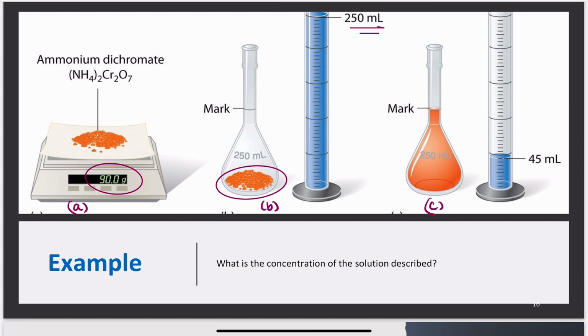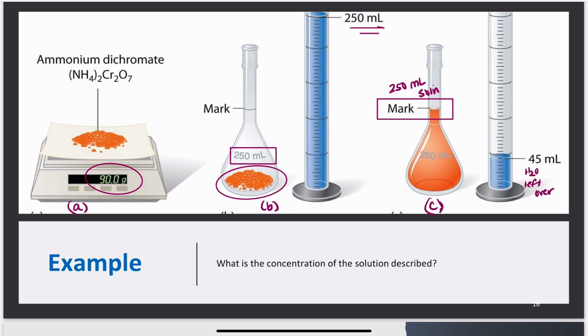So in A, I weighed out 90 grams of ammonium dichromate. In B, I added the 90 grams of ammonium dichromate to a 250 ml volumetric flask, and I have a graduated cylinder here with 250 mLs of water. In C, I see that I've got that flask filled to the mark, which means it is filled to 250 mLs of total solution. And I have 45 mLs of water left over.